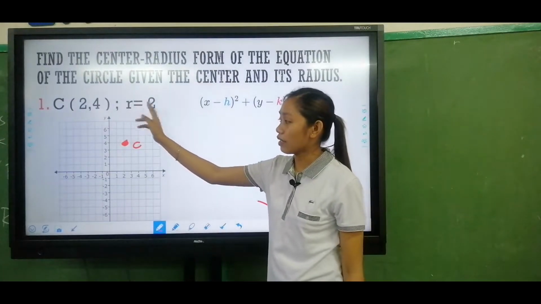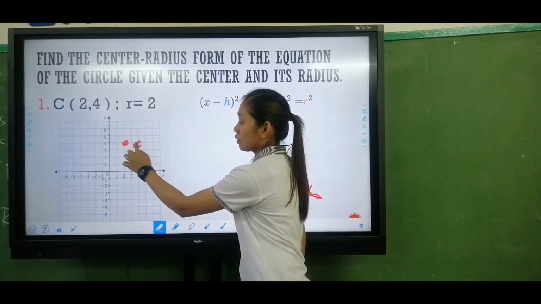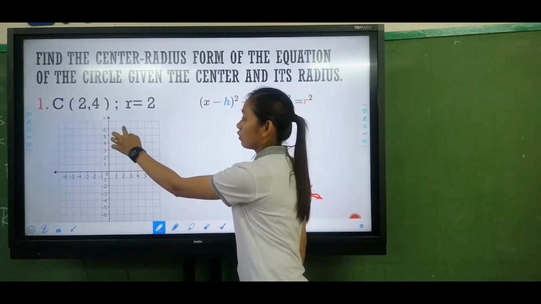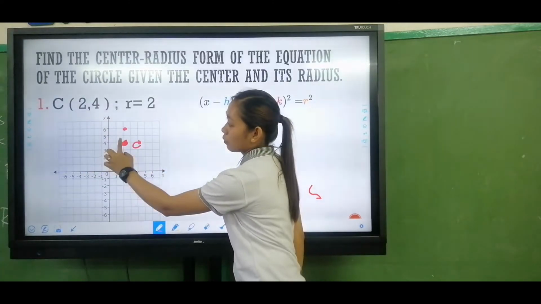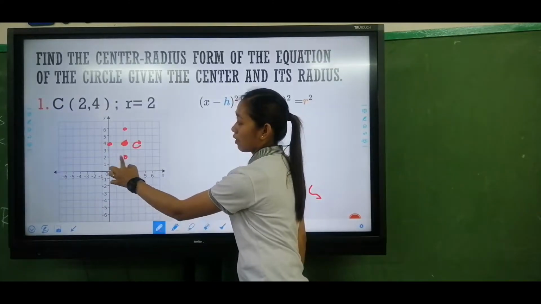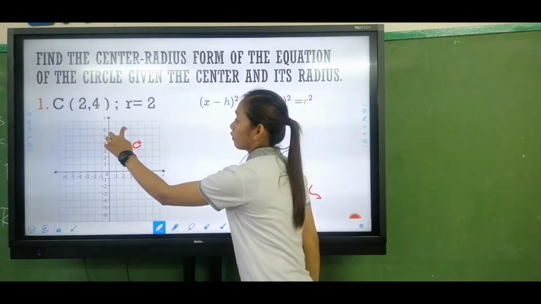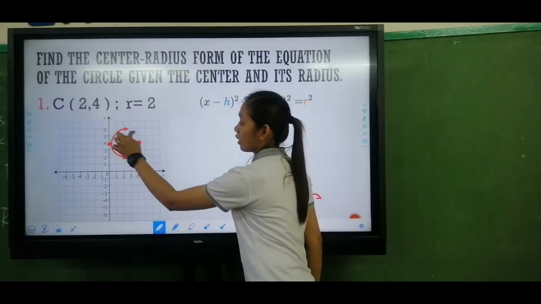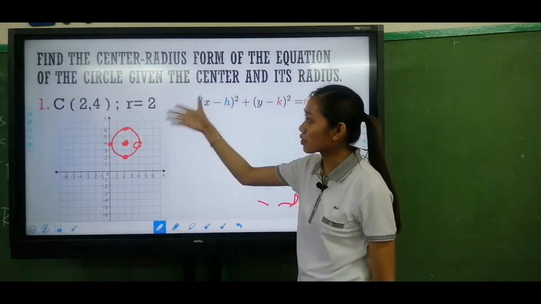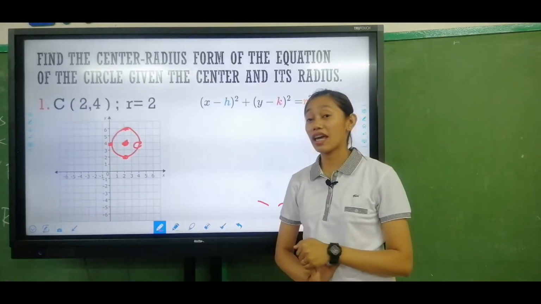To find our radius, it is 2 units. Let's count. So 1, 2. So this is our point on the circle. Same going up: 1, 2 units. Then 1, 2 to the left. And the same going down. Since we have found the other points of the radius, when we connect them we will form the circle C.